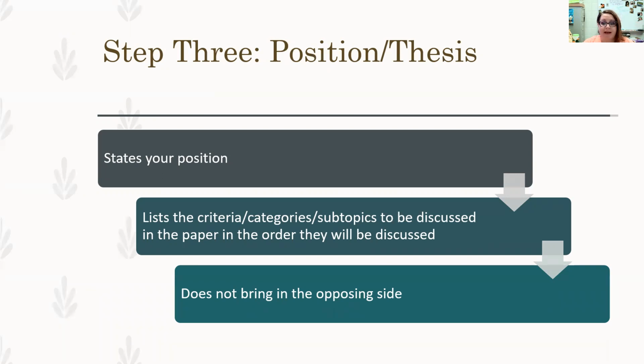So this is where you want to be careful with how you decide what categories you're using and in what order. And if they change as you write the paper, that's fine. You may realize that this topic feeds better into subtopic B instead of subtopic C, or category B feeds better into category A. So you may need to switch them around. And that's fine. Just make sure you go back and edit your thesis.